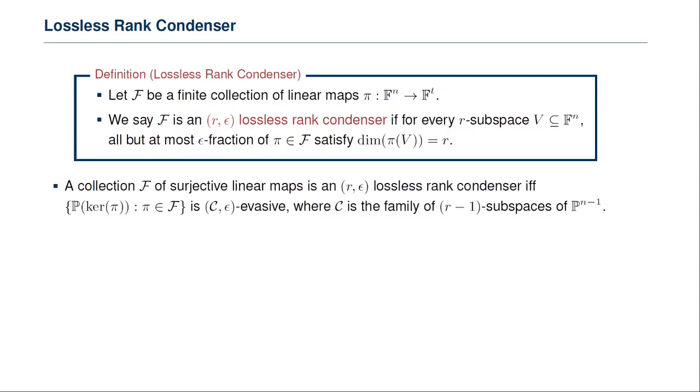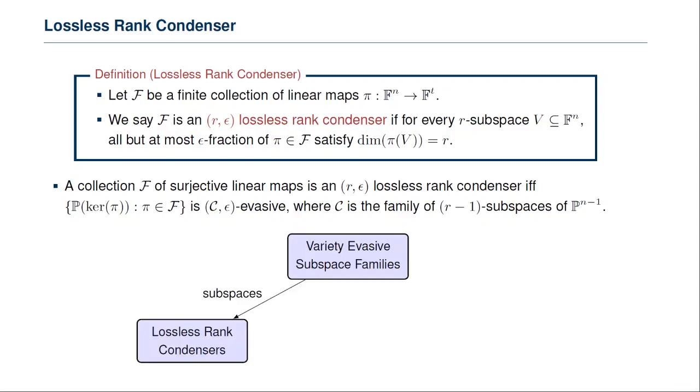And their connection with variety evasive subspace families is given as follows. A collection F of surjective linear maps is an r epsilon lossless rank condenser if and only if a certain subspace family is C epsilon-evasive, where we choose C to be the family of (r-1)-subspaces of the n-dimensional projective space. So this means variety evasive subspace families generalize the notion of lossless rank condensers: in the special case that the varieties are subspaces, they are exactly lossless rank condensers.